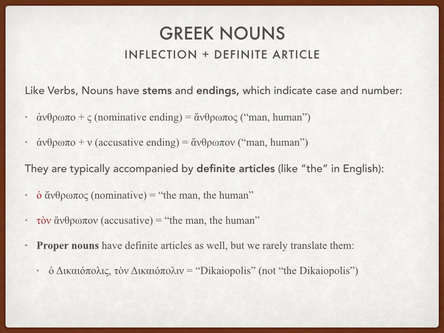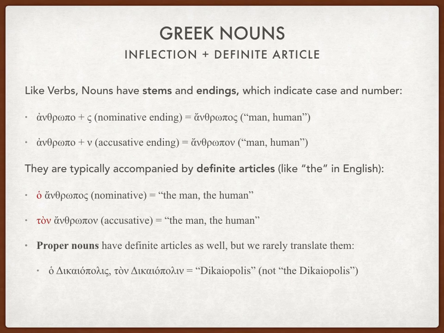So at the very top, like verbs, nouns also have stems and endings. But the difference here is that because you're dealing with nouns, the endings will tell you the case and the number. So they will tell you how they're working in the sentence. Are they the subject, the direct object? Is it possessive, or however it's supposed to work? And what's the number? Is it one or more of those things?